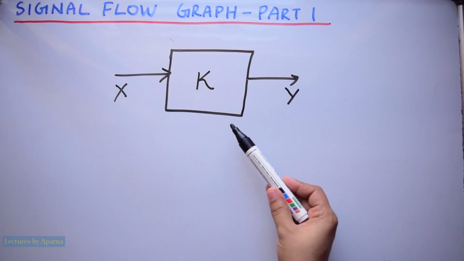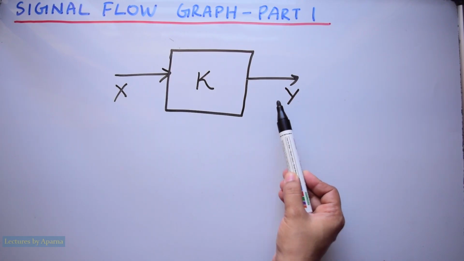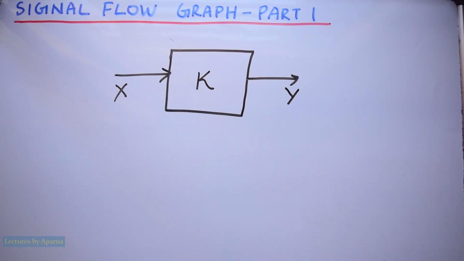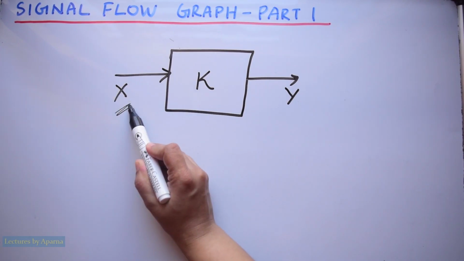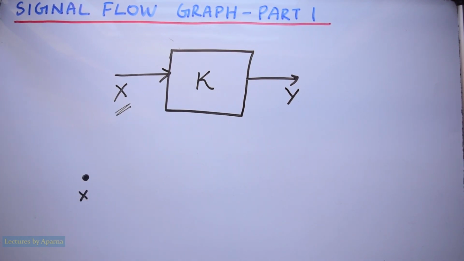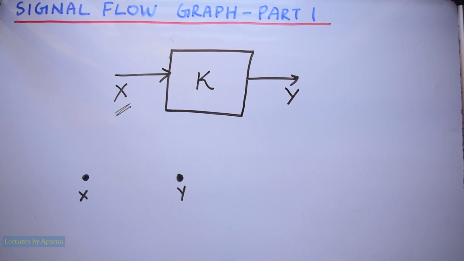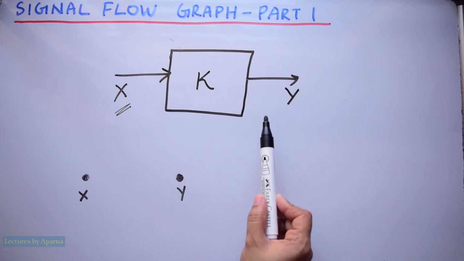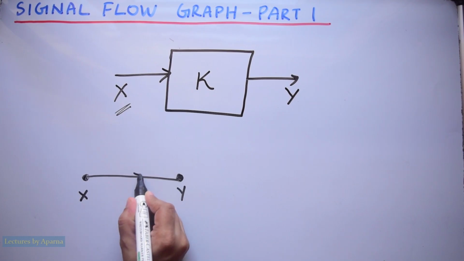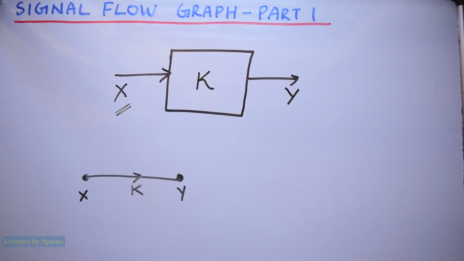So if you consider a simple block diagram like this, X is the input, Y is the output and K is the gain. Now if you are converting it into a signal flow graph, X will become an input node. So I am drawing an input node X here. Y will become an output node. K will be the transmittance of the branch connecting these two nodes. So that will be like this. This will be the equivalent signal flow graph of this simple block diagram.